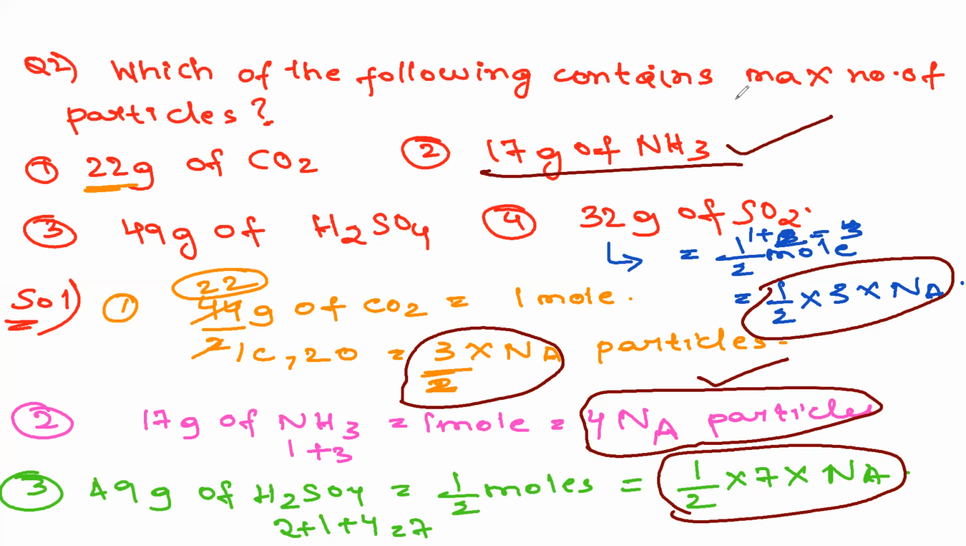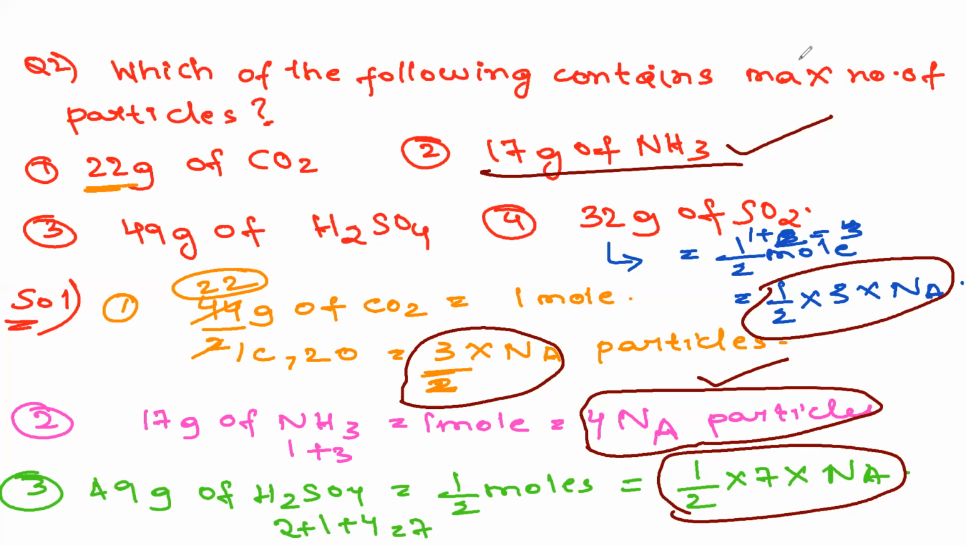Again I repeat the question. Which of the following contains the maximum number of particles? To get the maximum number of particles, we have to consider the weight of the given molecule and also the number of atoms present in it. Also, the number of atoms present in it is most important.